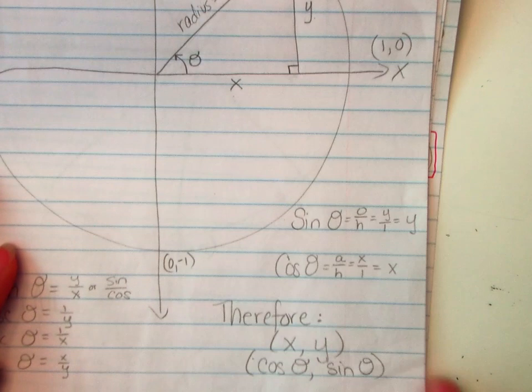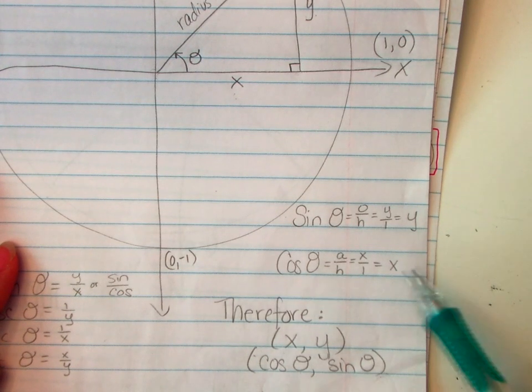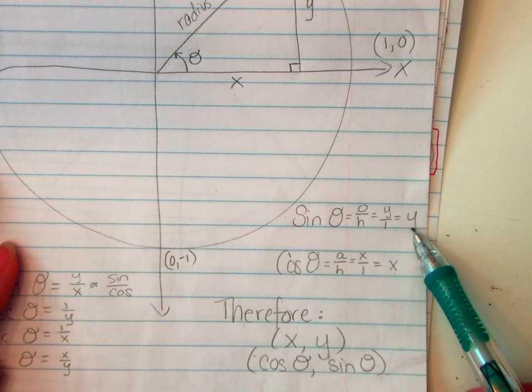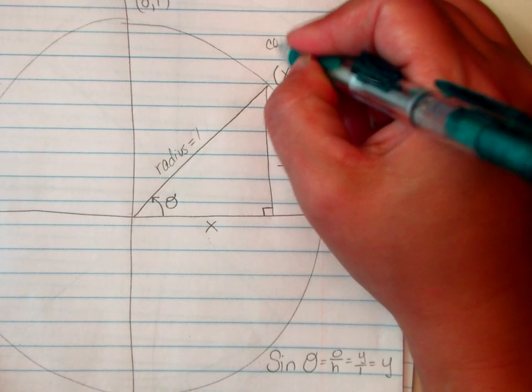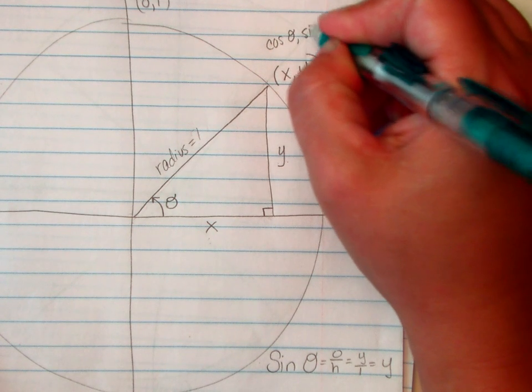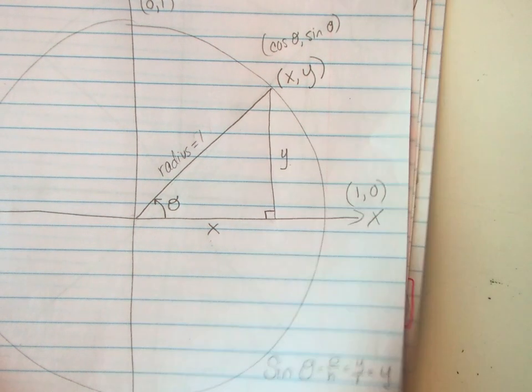So therefore, the xy values of our chart are cosine theta, comma, sine theta. Our x is cosine and our y is sine. So this is going to be cosine theta, sine theta. We're going to replace our x and y with those two.